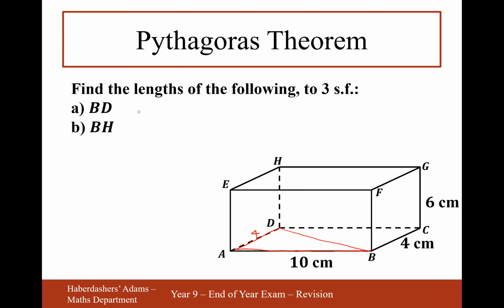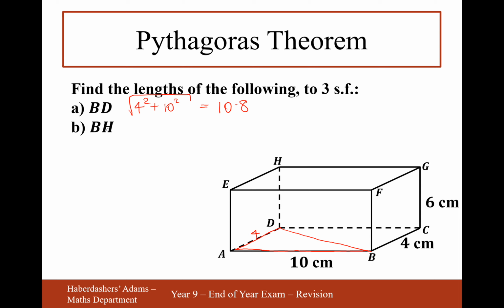So for BD, it's going to be 4 squared plus 10 squared, and then I'll take the answer and square root it. So 4 squared plus 10 squared on the calculator, and then square root the answer. Oh gosh, I'm getting my stuff on the calculator mixed up here. It's going to be 10.8 to 3 significant figures. 10.77, but make sure you round the 7 properly.